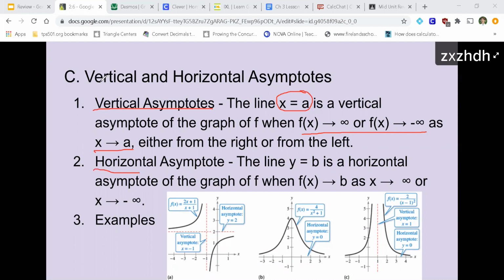A horizontal asymptote is the same idea, but flipped. It's a horizontal line, y equals some number b, and as our outputs approach b, x goes to positive or negative infinity. It's just that the roles are reversed there.